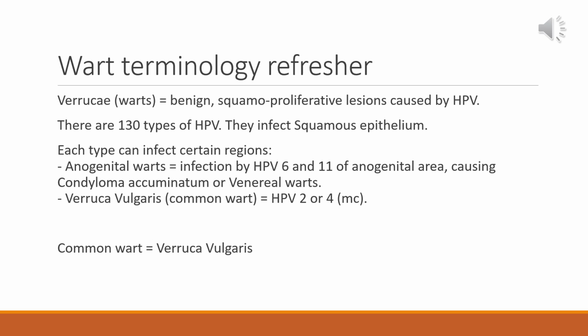Of course, different serovars of HPV cause different types of warts based on which area they infect. So verruca vulgaris, the common wart, or anogenital warts, which is the one relevant to our discussion here, and the condyloma acuminatum or venereal warts, are in the anogenital area caused by HPV 6 and 11. And for example, syphilis is a wart-like condition because it looks like a wart, but it's not HPV.